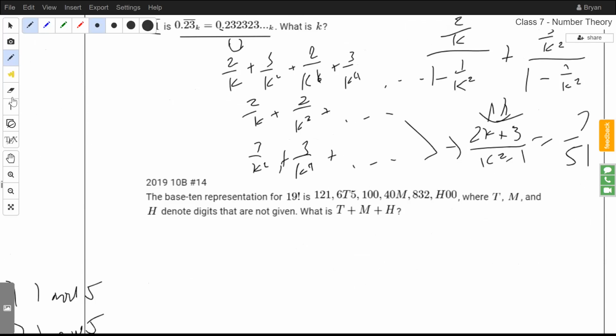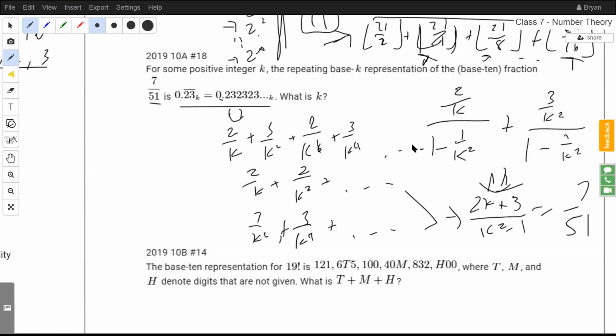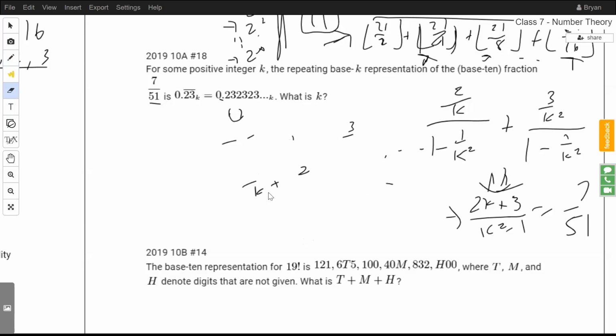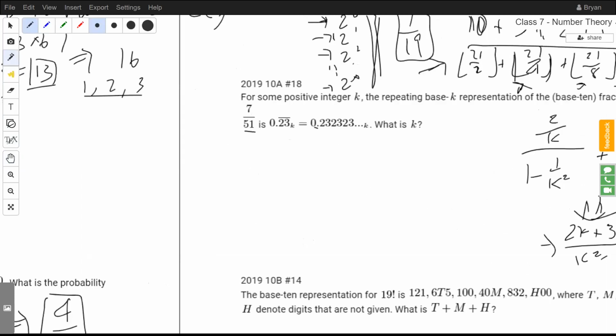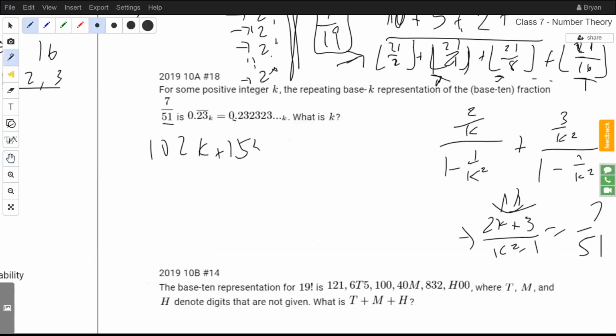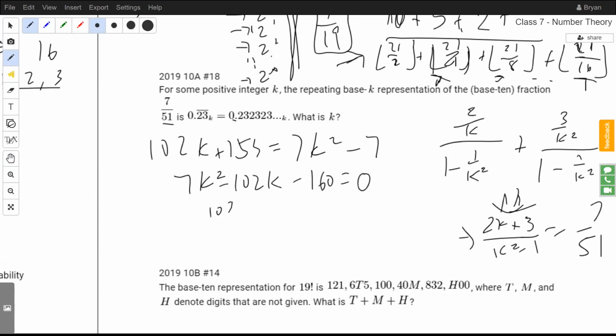After that, all you have to do is cross-multiply and use the quadratic formula. On the real AMC 10, you can just plug in the answer choices for k until one works. But in this case, since I removed all the answer choices, we actually have to cross-multiply. So we have 102k plus 153 equal to 7k squared minus 7. So 7k squared minus 102k minus 160 equals 0, and then the quadratic formula.